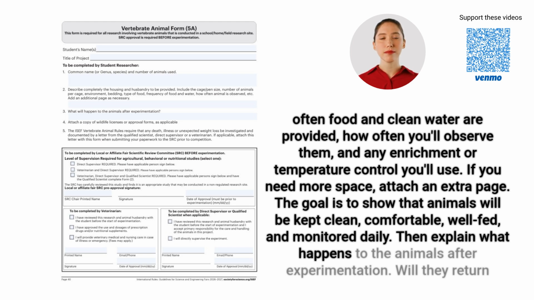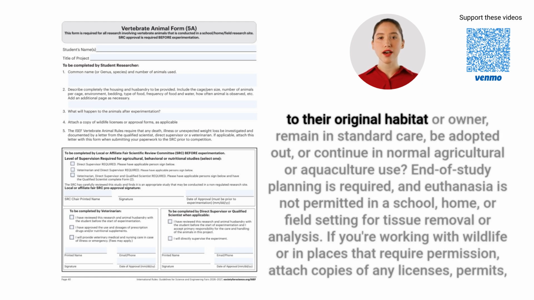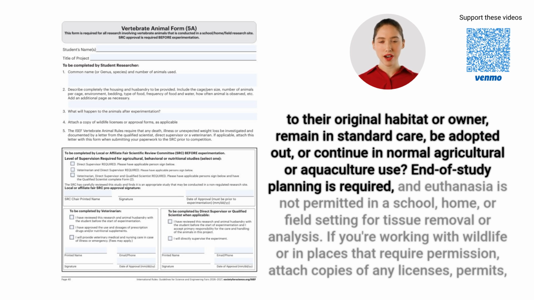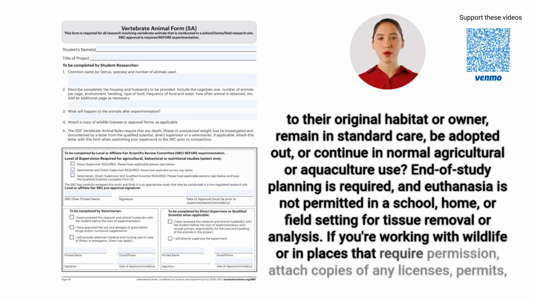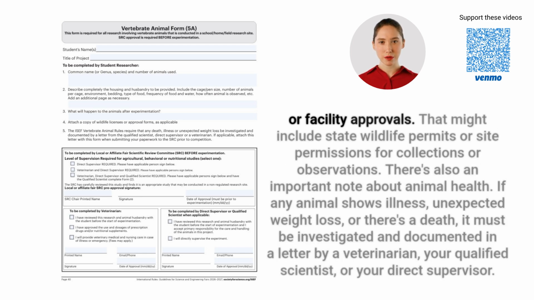Then explain what happens to the animals after experimentation. Will they return to their original habitat or owner, remain in standard care, be adopted out, or continue in normal agricultural or aquaculture use? End-of-study planning is required, and euthanasia is not permitted in a school, home, or field setting for tissue removal or analysis. If you're working with wildlife or in places that require permission, attach copies of any licenses, permits, or facility approvals. That might include state wildlife permits or site permissions for collections or observations.